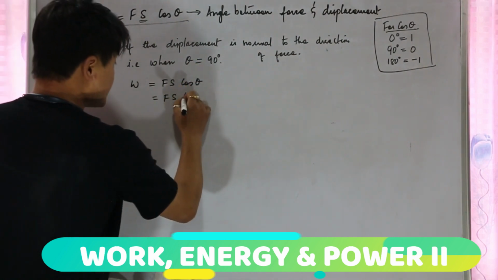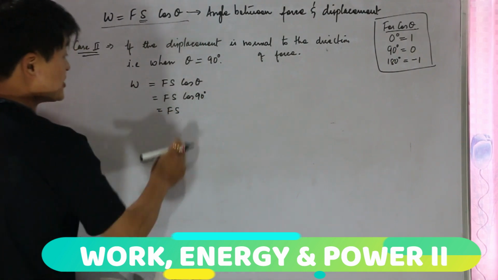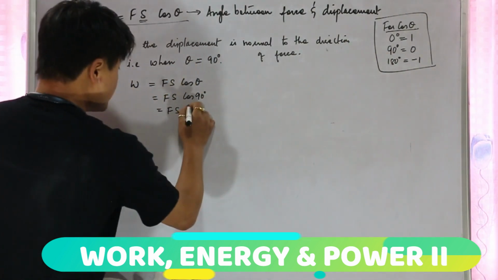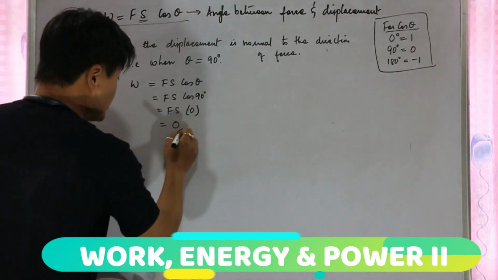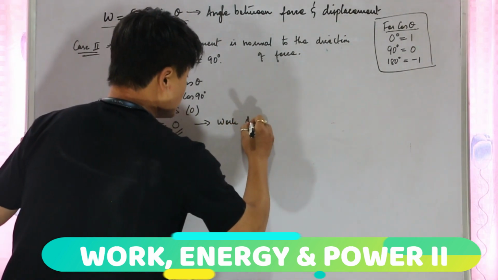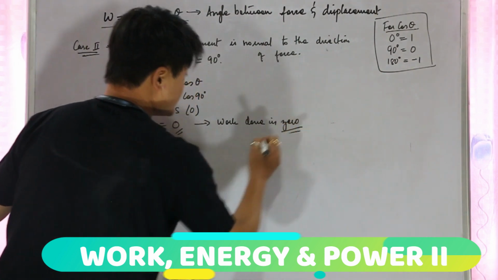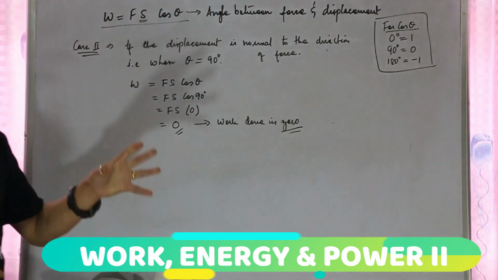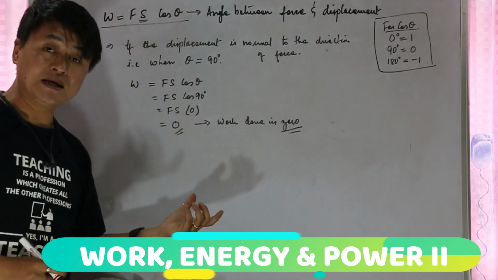Theta is 90 degrees. Cos 90 degrees is how much? It is 0, and 0 times any number is 0. So that means the work done here is 0. So in the second case, when the displacement is normal to the direction of the force, the work done will be 0.